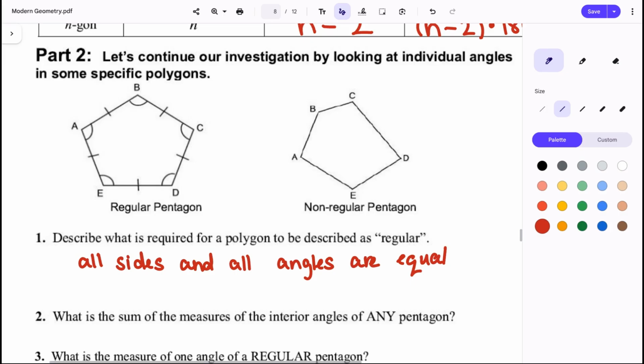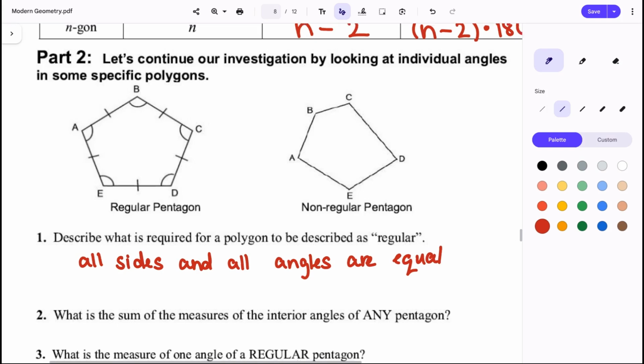Do you guys understand why the one on the right is considered non-regular? It doesn't look like all those sides are the same anymore. Some look longer than others. And it also is showing you that some of those angles are different too. They're not all going to be the same amount. Some of them are going to be smaller, some of them are going to be bigger. It just kind of depends on what kind of shape you have here.